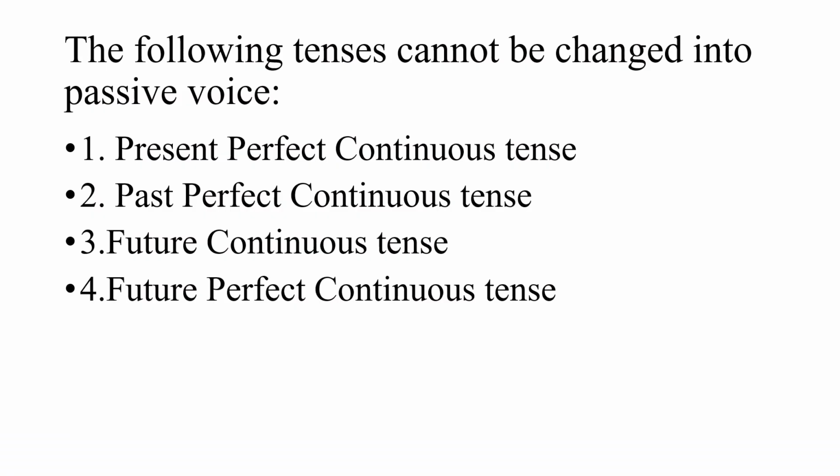So over here we can see that we have the following tenses which cannot be changed into passive voice. First we have the present perfect continuous tense, then we have the past perfect continuous tense, then we have the future perfect continuous tense. All these tenses cannot be changed into passive voice while changing sentences from active into passive voice.